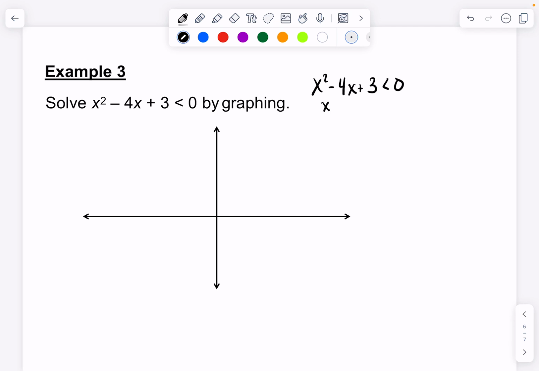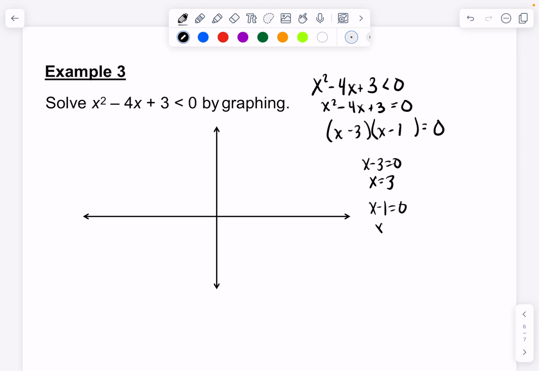What you want to first do is solve it as if it were equal to 0, and then try and factor. Okay, so I have minus 3, minus 1. So I have my 2 points. Remember what these are? Those are x-intercepts. I have an x-intercept of 1 and an x-intercept of 3.